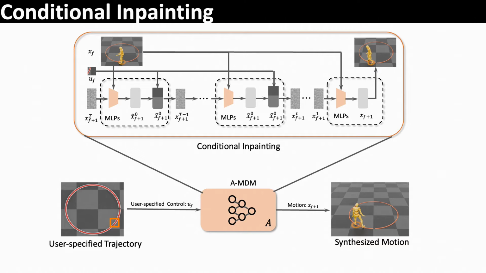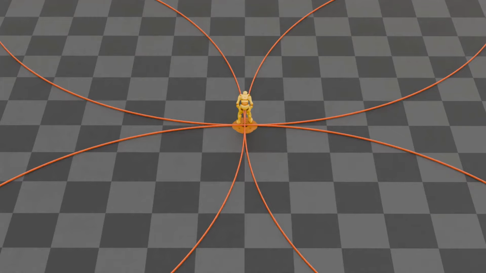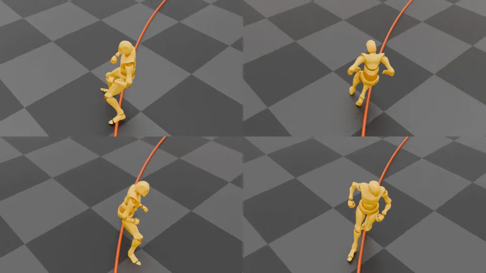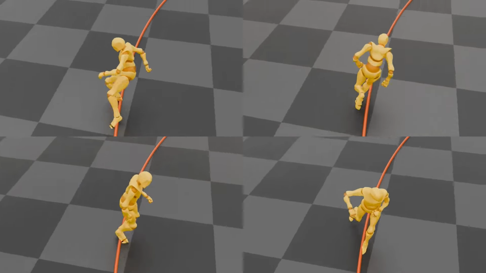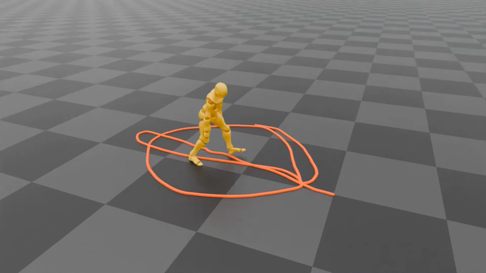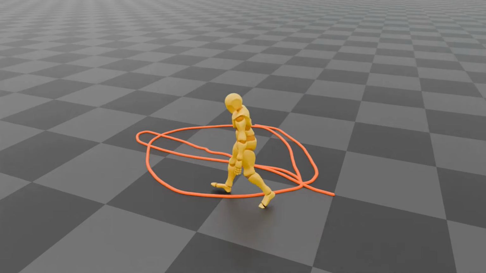Diffusion model-based inpainting techniques are also amenable for A-MDM. Our A-MDM can synthesize high-quality motions that follow a target trajectory through conditional inpainting. Conditional inpainting allows us to use A-MDM for new tasks without any additional training.